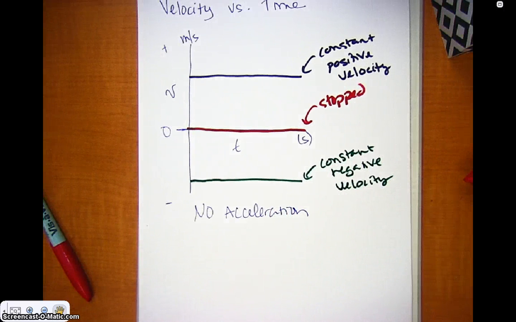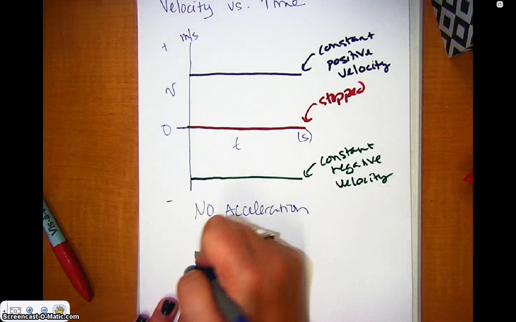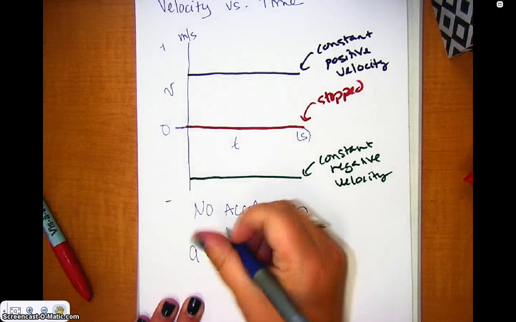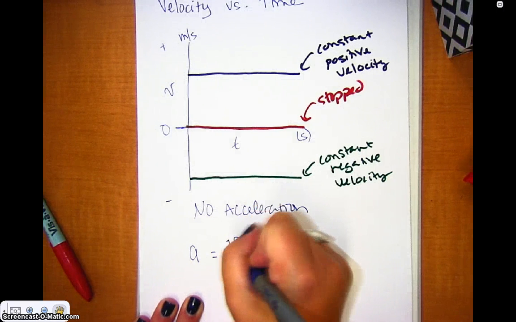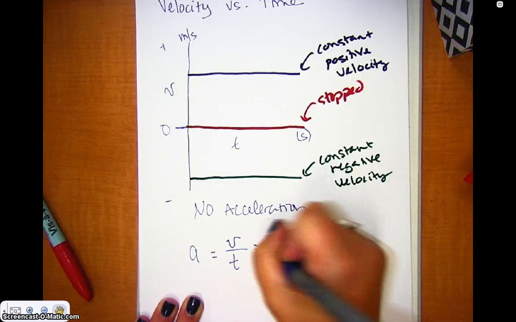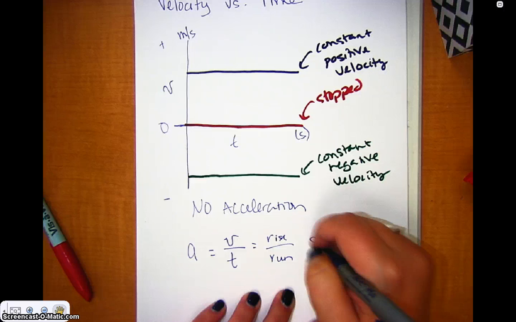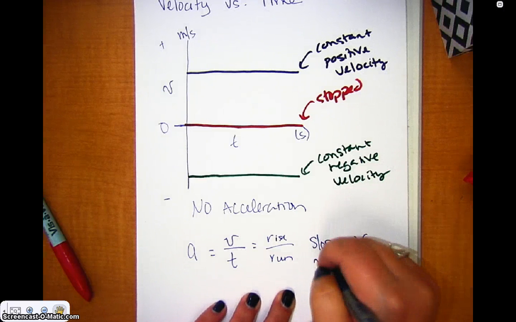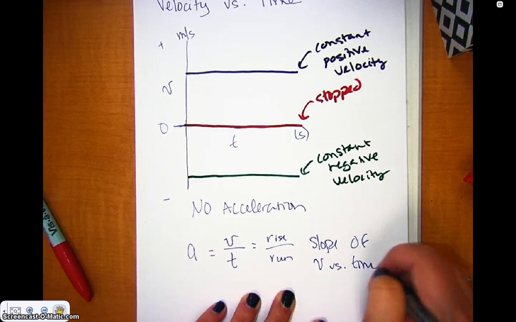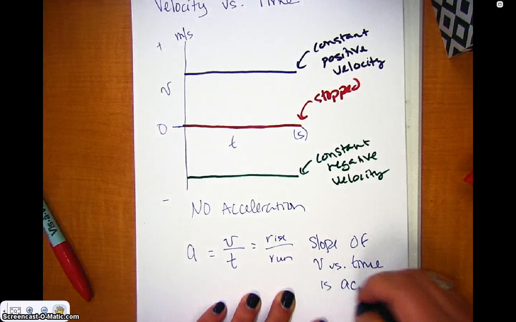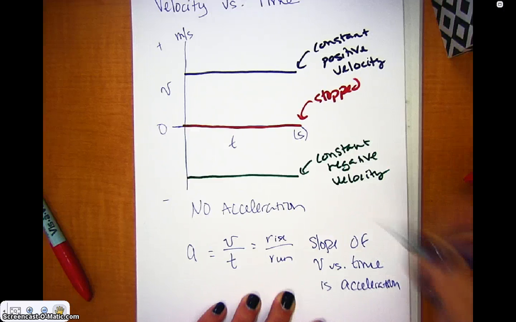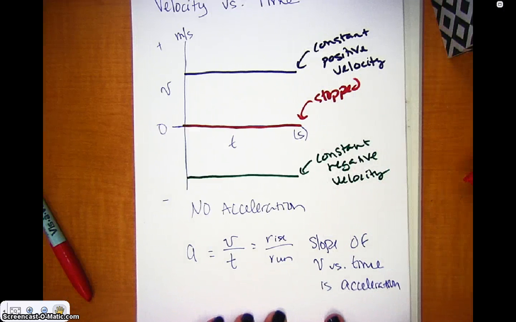And let's look at how we can tell that. Obviously, we know we're going at constant speed, and I said that, so we know there's no acceleration, but let's look at it in terms of the math. So we have acceleration is equal to change in velocity over time. So in this case, this would be my rise, and this would be my run. So the slope of a velocity versus time graph is acceleration. So in all of these cases, the slope is 0, so the acceleration would be 0.